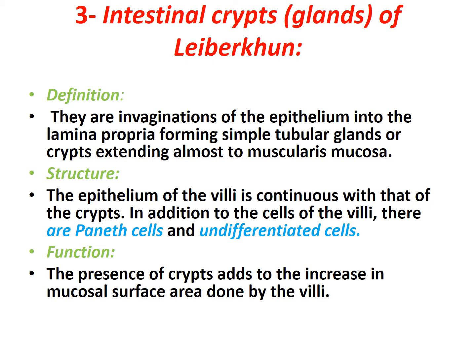Now, when the epithelium of the intestinal mucosa projects into the lumen in the form of finger-like process, it is called villus. When this epithelium is invaginated into the lamina propria to the level of the muscularis mucosa, it is called intestinal crypt, or intestinal gland, or gland of Lieberkühn.